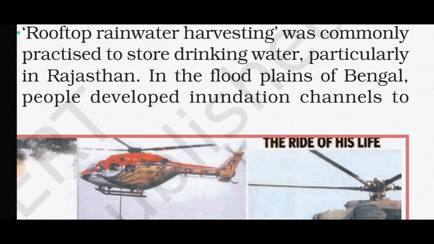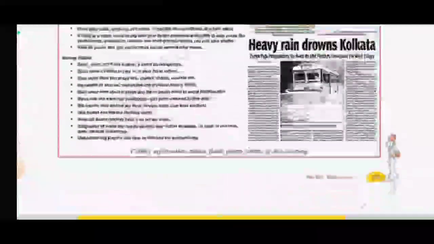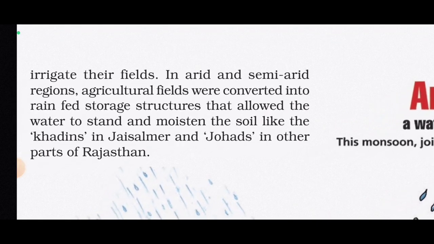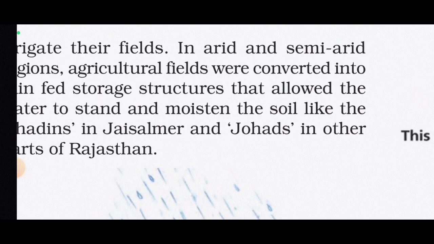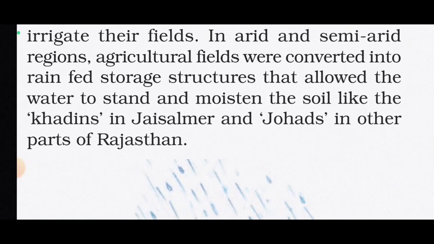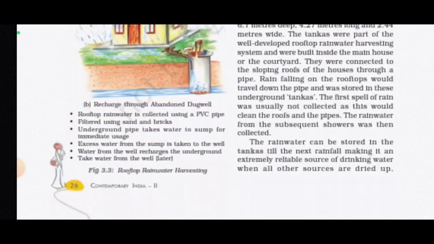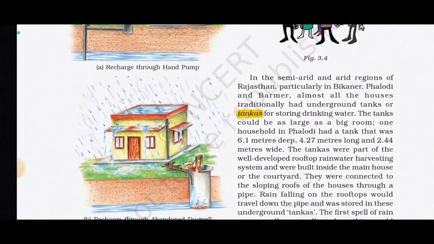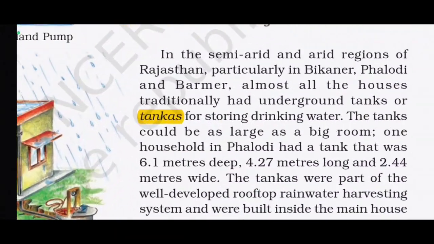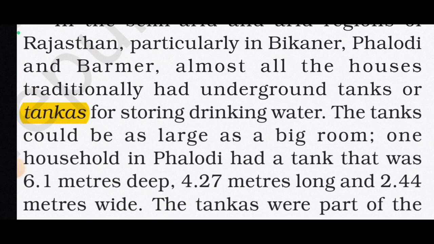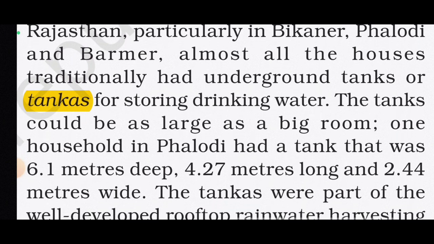In the floodplains of Bengal, people developed inundation channels to irrigate their fields. In arid and semi-arid regions, agricultural fields are converted into rain-fed storage structures that allow the waters to stand and moisten the soil, like the khadins in Jaisalmer and jodas in other parts of Rajasthan. In the semi-arid and arid regions of Rajasthan, particularly in Bikaner, Phalodi and Barmer, almost all the houses traditionally had underground tanks or tonkas for storing drinking water.